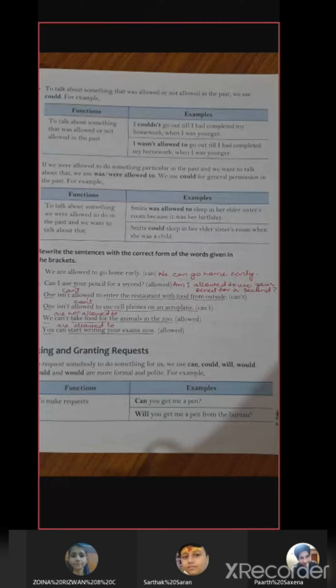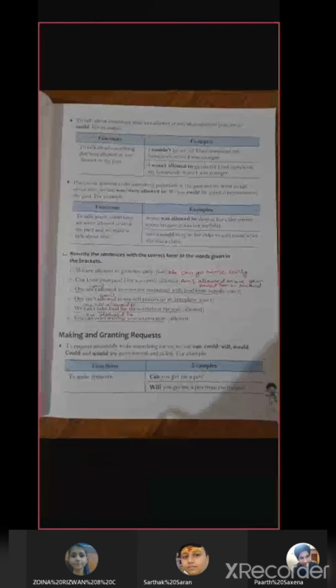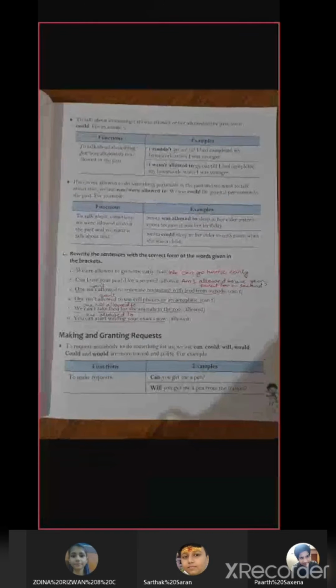Number six, you can start writing your exam now. Allowed. The answer, you are allowed to start writing your exam now. Now the next heading is making and granting requests.